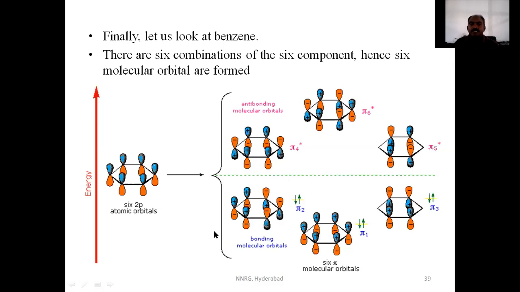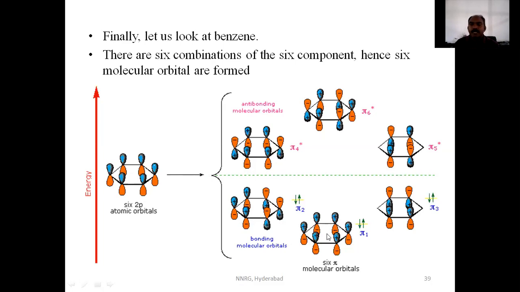Out of these, the most stable molecular orbital which is formed is this one we call psi 1, where the electrons are present. It is the most stable and has the least energy, because all the yellow colors, all the orange colors are at the bottom and the blue colors are at the top, meaning they are overlapping each other to form the molecular orbital structure, which is having electron cloud above the plane and below the plane.